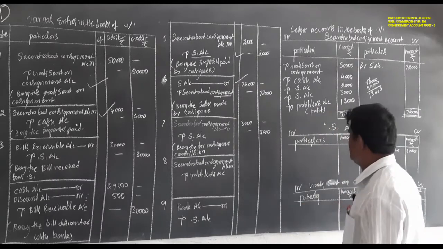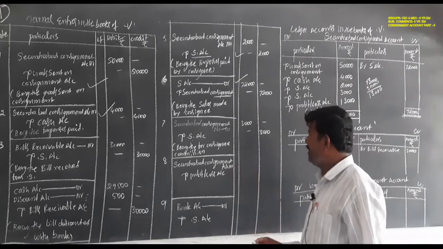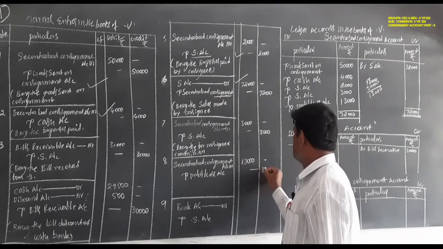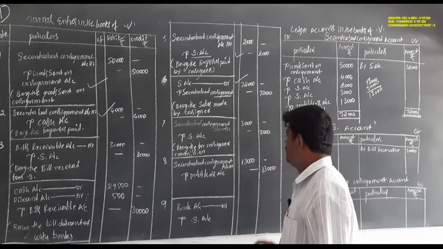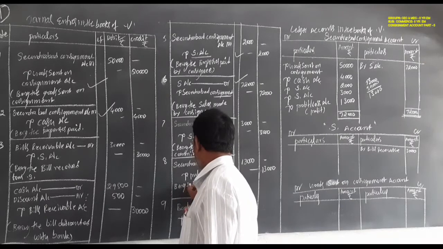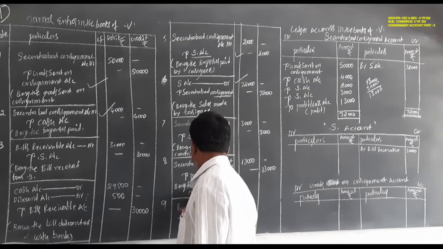This is the consignment account. Come to the consignee account. So there is a profit of 13,000 rupees, 13,000 rupees being the profit on consignment.